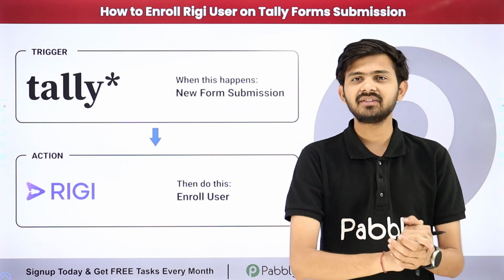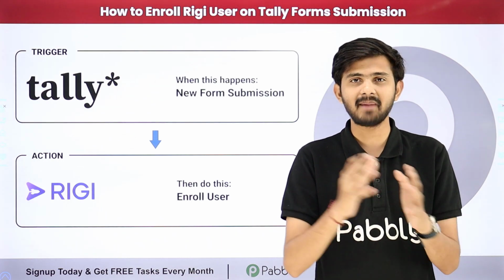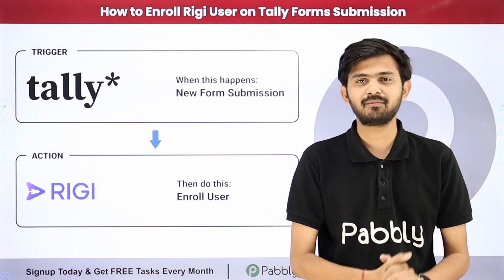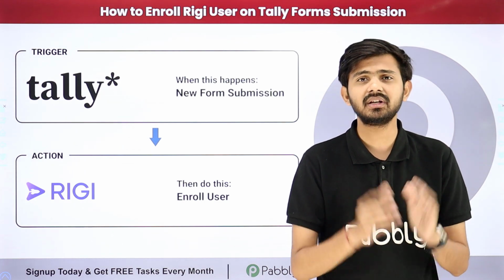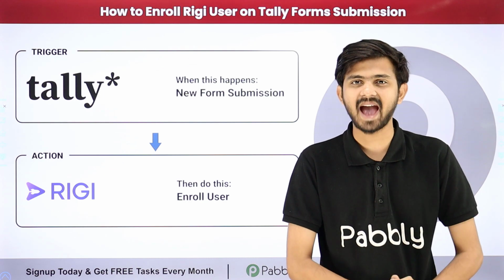So I am running a personal training business and I have already created a sign up form by using Typeform for my business. Now what I want to do is that whenever I'm going to receive a new sign up for my business, then automatically by using all the detail of that form submission and the detail of my sign up, I want to enroll a new user in my Rigi app.